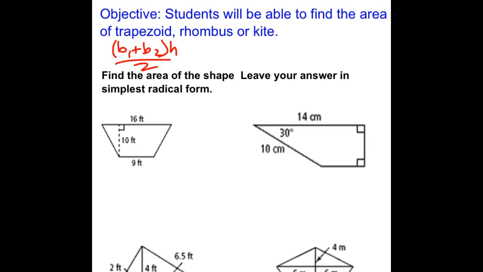So that's our trapezoid. Rhombus is 1/2 d1 times d2. And kite is actually the same thing as well, 1/2 d1 d2. So it's just knowing what your pieces are and being able to plug them in. Make sure you're leaving your answers in simplest radical form. It does say that. Why don't you pause the video and try to do as many of these as you can using those two formulas up above.